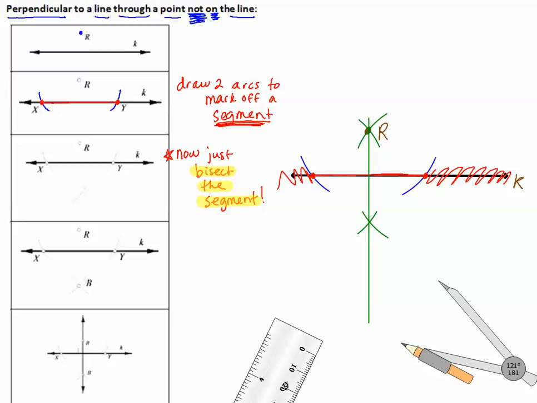And once again, we can draw our right angle anywhere we want. Down here, or vertical to it, or linear pair with it. Cool.